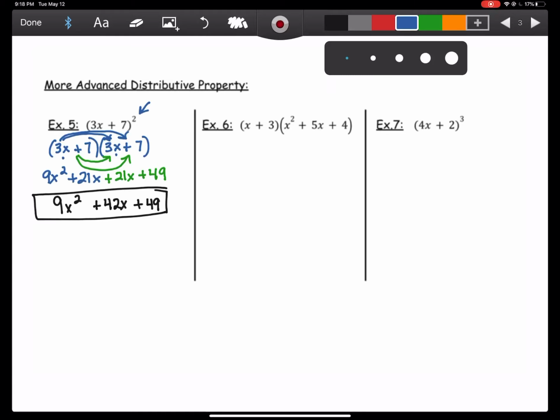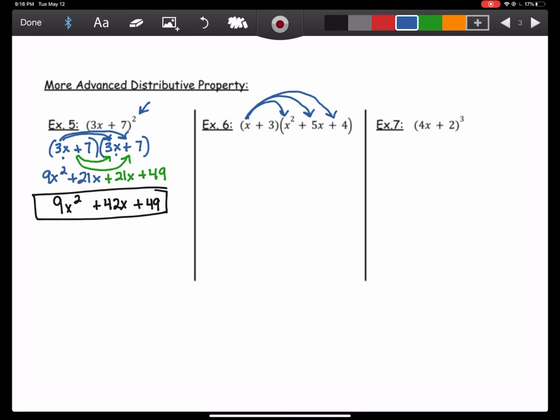So we have many arrows. There's going to be lots of arrows going on here. We have x is going to multiply x squared, positive 5x, and positive 4. And then we have positive 3 multiplying x squared, positive 5x, and positive 4. So x times x squared, we get x to the third power. x times 5x, positive 5x squared. x times positive 4, positive 4x.